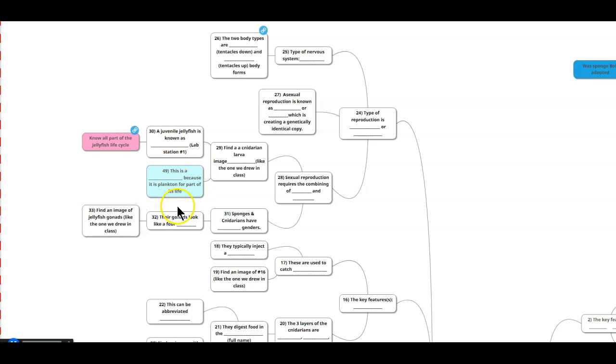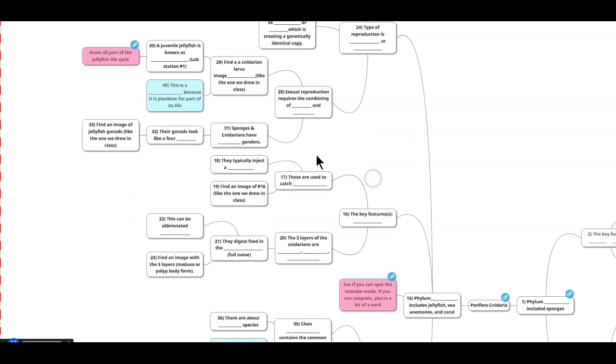Well, actually, I can do 49 right now. It's asking whether it's hollow or narrow plankton. All right. Sponges and cnidarians have separate genders. Again, it doesn't mean that they can't switch. They can, but they're just never male and female at the same time.